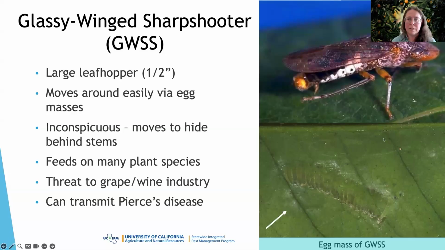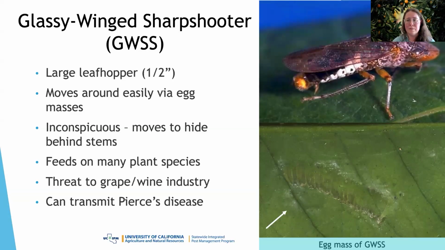The photo in the bottom right here has an arrow pointing to a glassy wing sharpshooter egg mass, so you can see how easy that might be to overlook. Although they're relatively large, adult glassy wing sharpshooters can be hard to spot because they'll move to hide behind stems and leaves when disturbed. This insect can feed on many different plants, but it's mainly a concern for grapes because it can transmit Pierce's disease, which we'll talk about in the next slide.